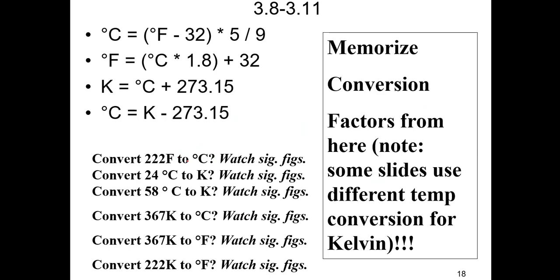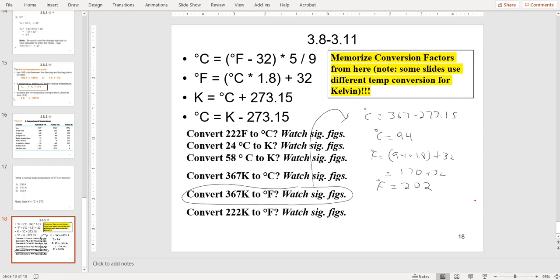Now some of these can be tricky because you could be asked to go from Fahrenheit to Celsius or Celsius to Kelvin, so you have to apply the proper calculation. In my opinion, the trickiest one to do is 367 Kelvin to Fahrenheit, because here you have to go from Kelvin to Celsius and then Celsius to Fahrenheit. Here is a worked out problem to the side for 367 Kelvin to Fahrenheit.